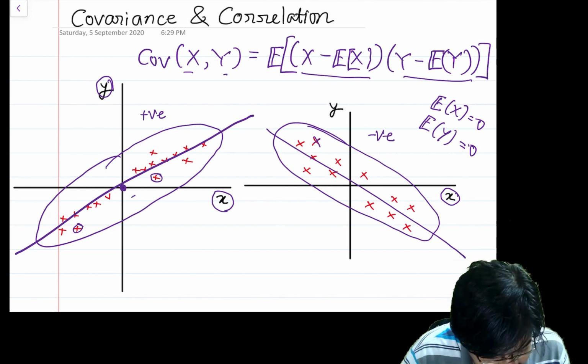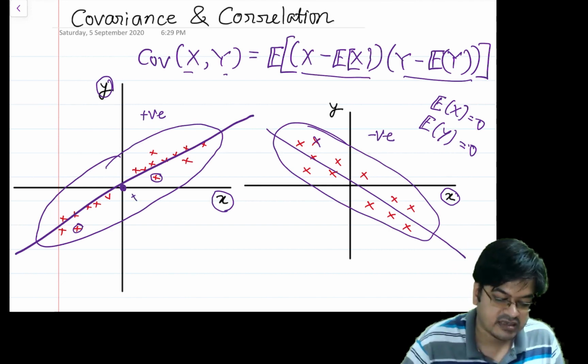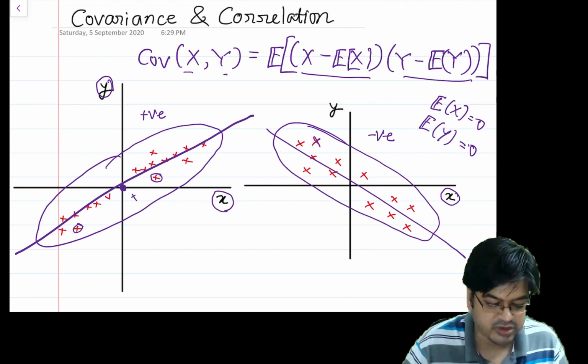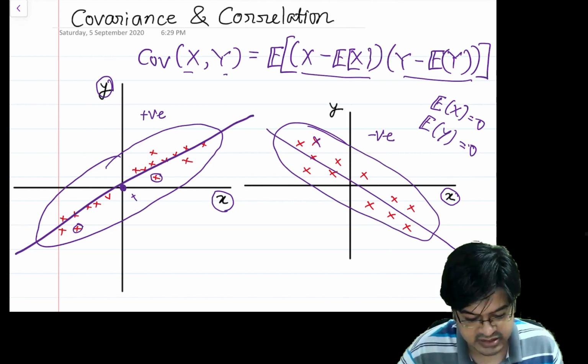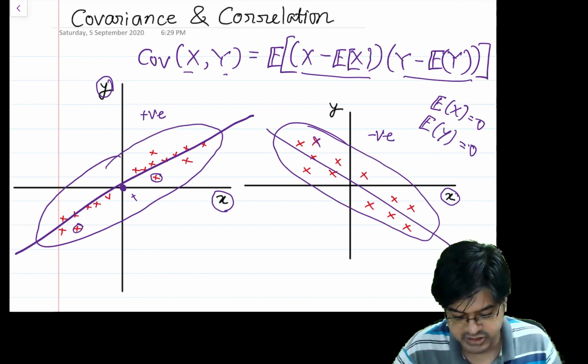Even if some of them are here like this, still the product is always going to be positive because the positives will dominate in this case. Therefore, your covariance will be positive.